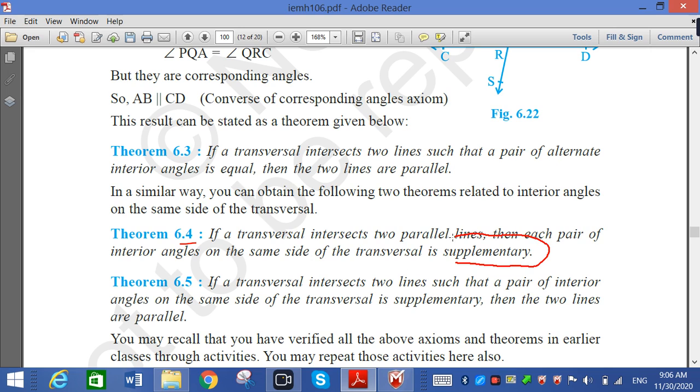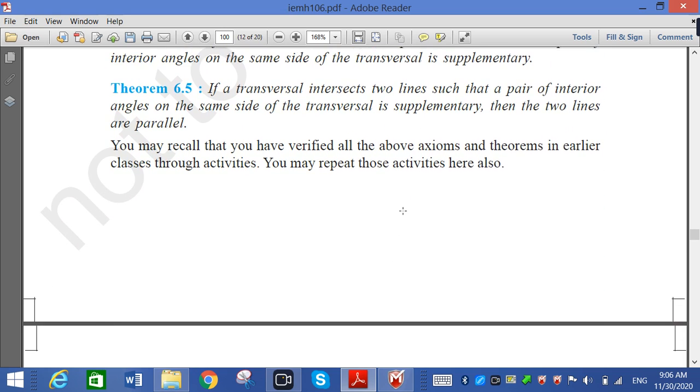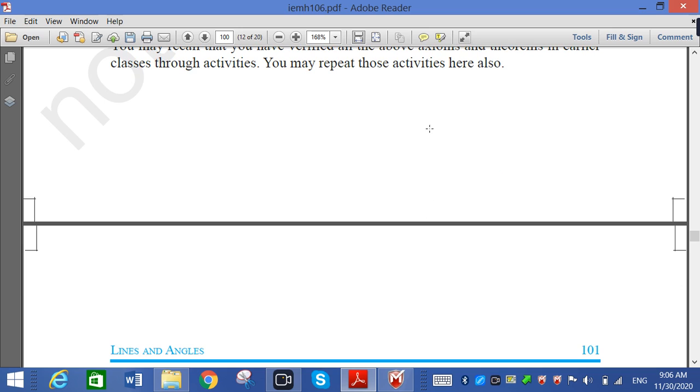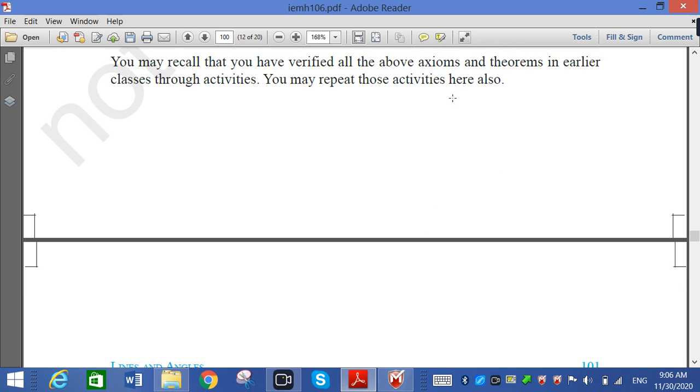That is important. What is the meaning of supplementary? Now let us draw. I have to draw one figure right here and then explain it to you. We have to draw the figure, so 1, 2, 3, 4, 5, 6, 7 and 8.